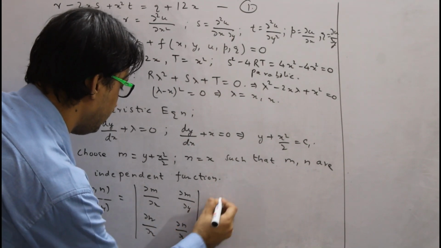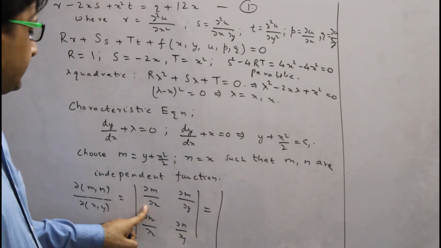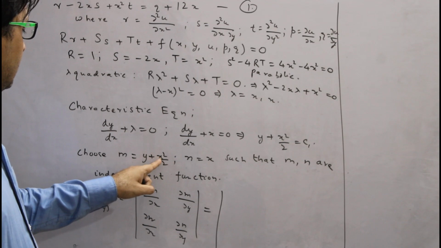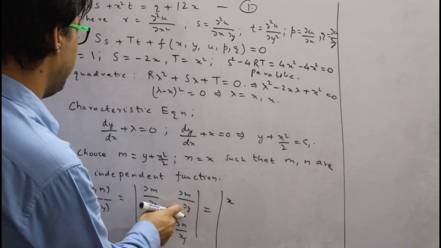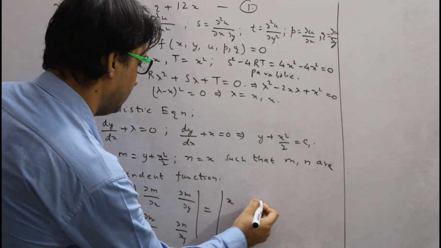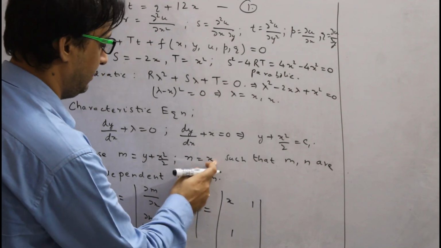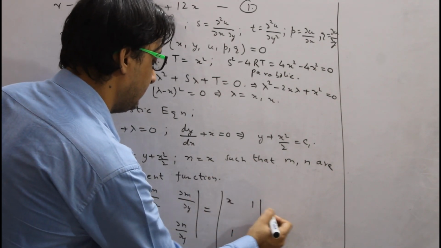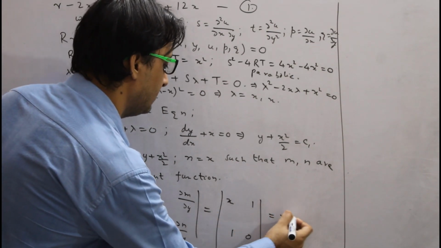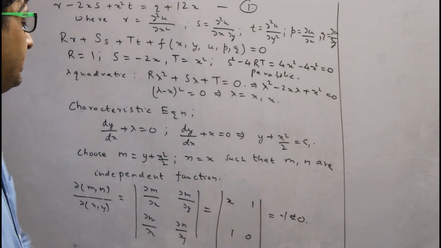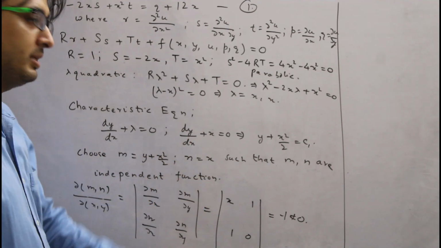And if you put the respective values, you can see here ∂m/∂x is how much? For x square, the derivative is 2x, and 2x by 2 is x. And ∂m/∂y is 1. ∂n/∂x is how much? 1. And ∂n/∂y, we are having 0. So we find this is x into 0, 0 minus 1. So this is not equal to 0. So we are very clear that m and n are chosen such that they are independent functions.